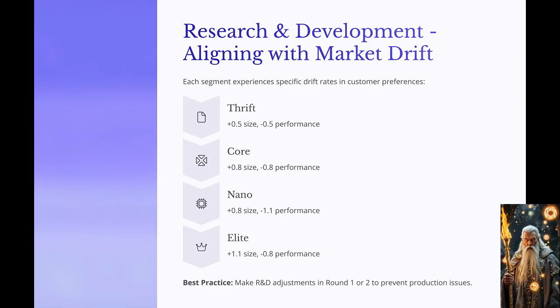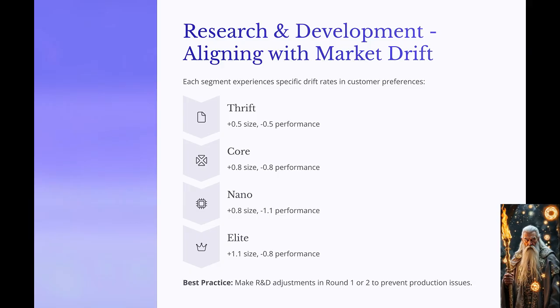Research and development, R&D, aligning with market drift. Each segment experiences specific drift rates, indicating shifts in customer preferences. Use the following drift benchmarks to align product positioning through R&D decisions: Thrift, plus 0.5 size, minus 0.5 performance.